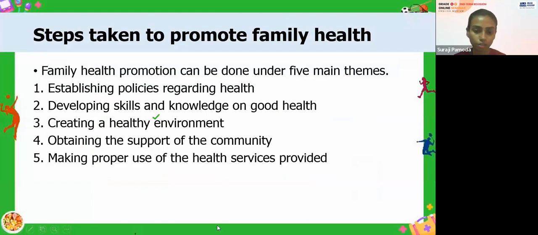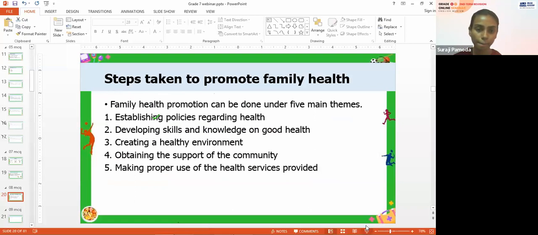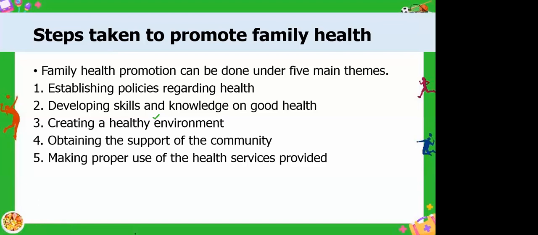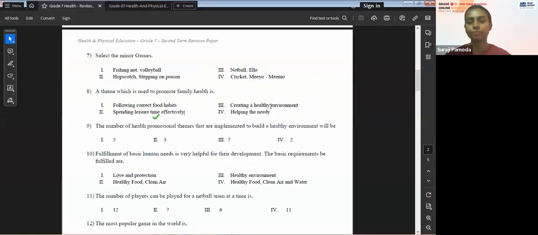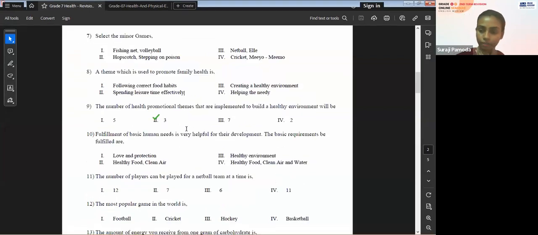So what is the question? A theme which is used to promote family health is. So by looking at these 5 themes, tell me what is the answer? Anyone? Creating a healthy environment. Yes, that is the answer. The third one, right? Creating a healthy environment. The question asks you about the themes, right? So you should remember the 5 themes, okay? Right. So does anyone have any questions up to now?